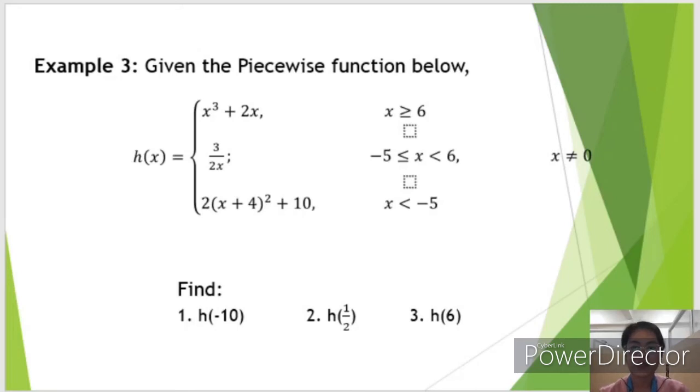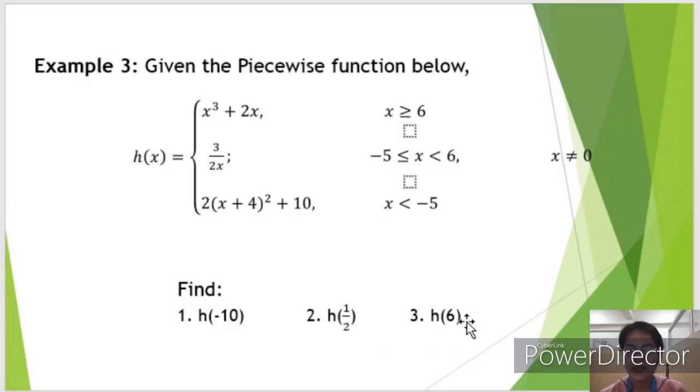Given the piecewise function below, we have h of x is equal to, we have these three functions. So, we have x cubed plus 2x if x is greater than or equal to 6. We have 3 over 2x if x is greater than or equal to negative 5 or less than 6. But x must not be equal to 0. And then the third function we have 2 times x plus 4 squared plus 10 if x is equal to negative 5. So we need to find h of negative 10, h of 1/2, and h of 6.